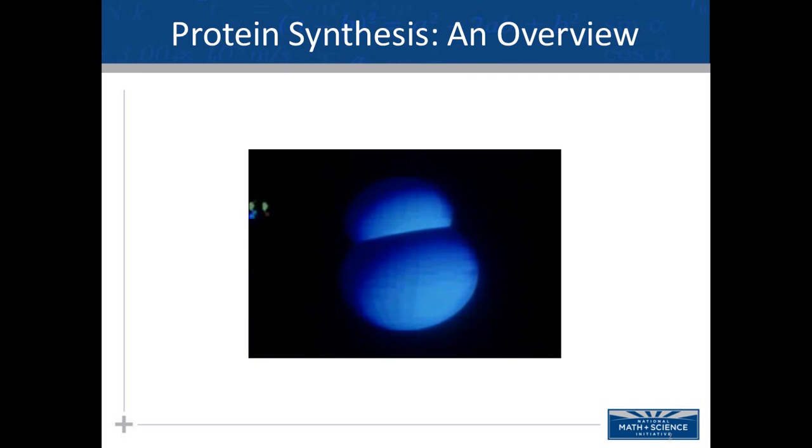The messenger RNA travels to a ribosome. It is here that proteins are actually manufactured. The ribosome reads off the message from the RNA in three-letter groups called codons. The codons are the words of the message.